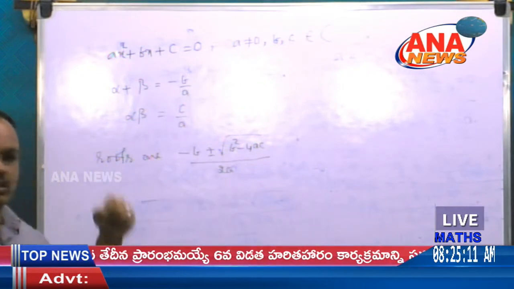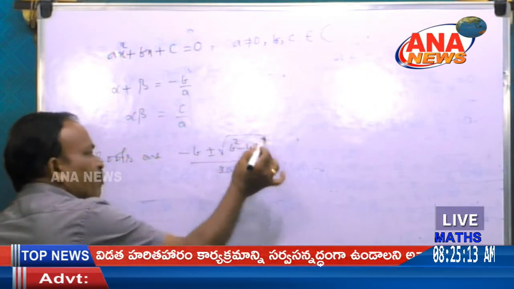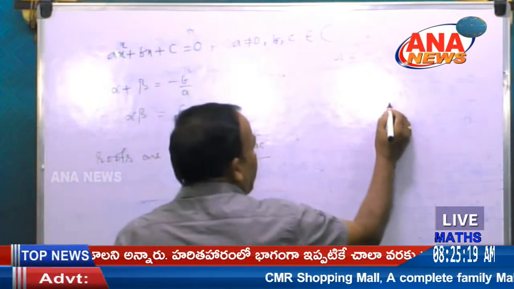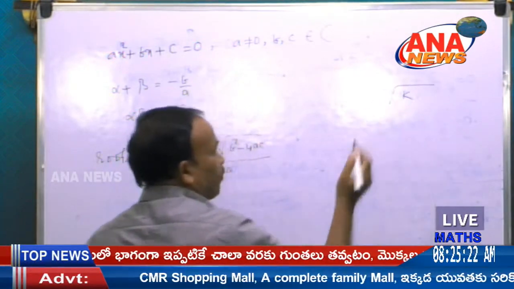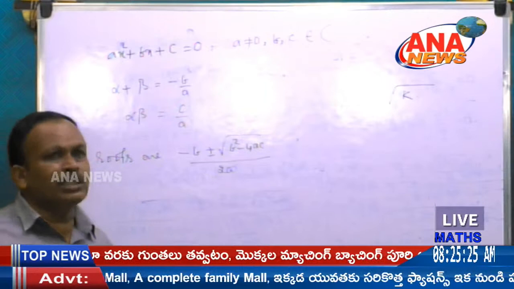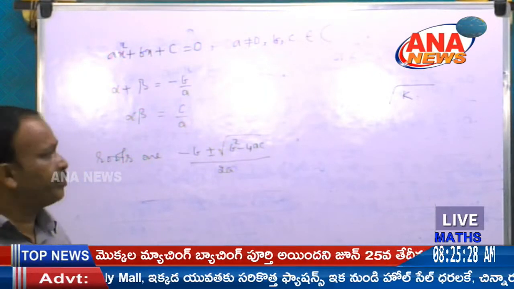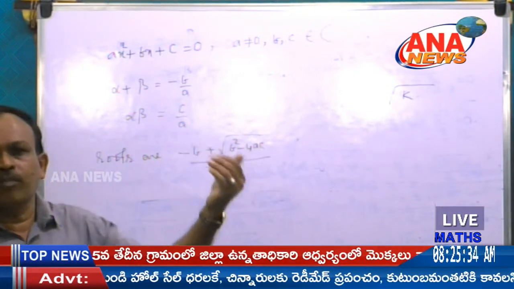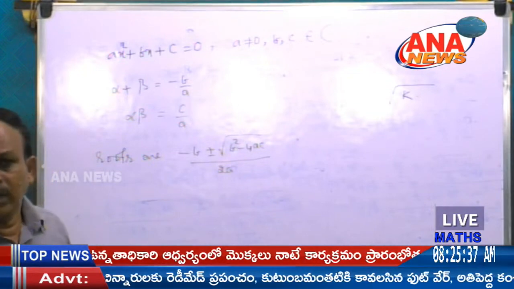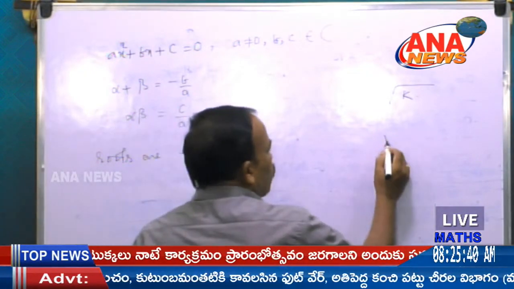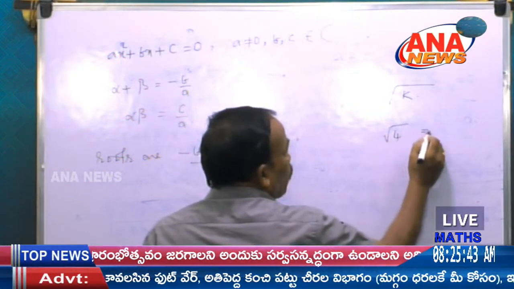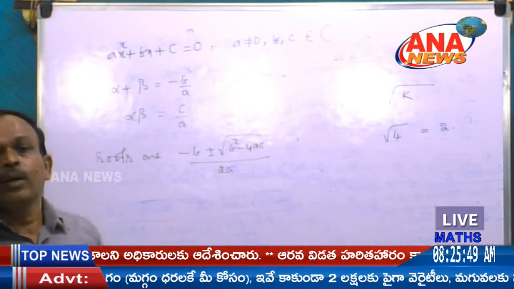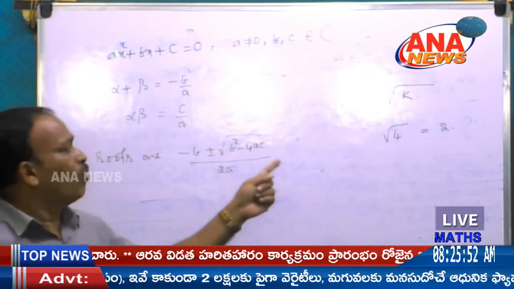So, the nature of the roots. See, root over something, b square minus 4ac. Already you know, root over something is what? If k is 0, root 0 is 0. If k is an exact square, suppose k is equal to some y square, root over y square is y. For example, root over 4 is 2, not plus or minus 2. Root over 4 is 2 only. Don't write plus or minus 2.